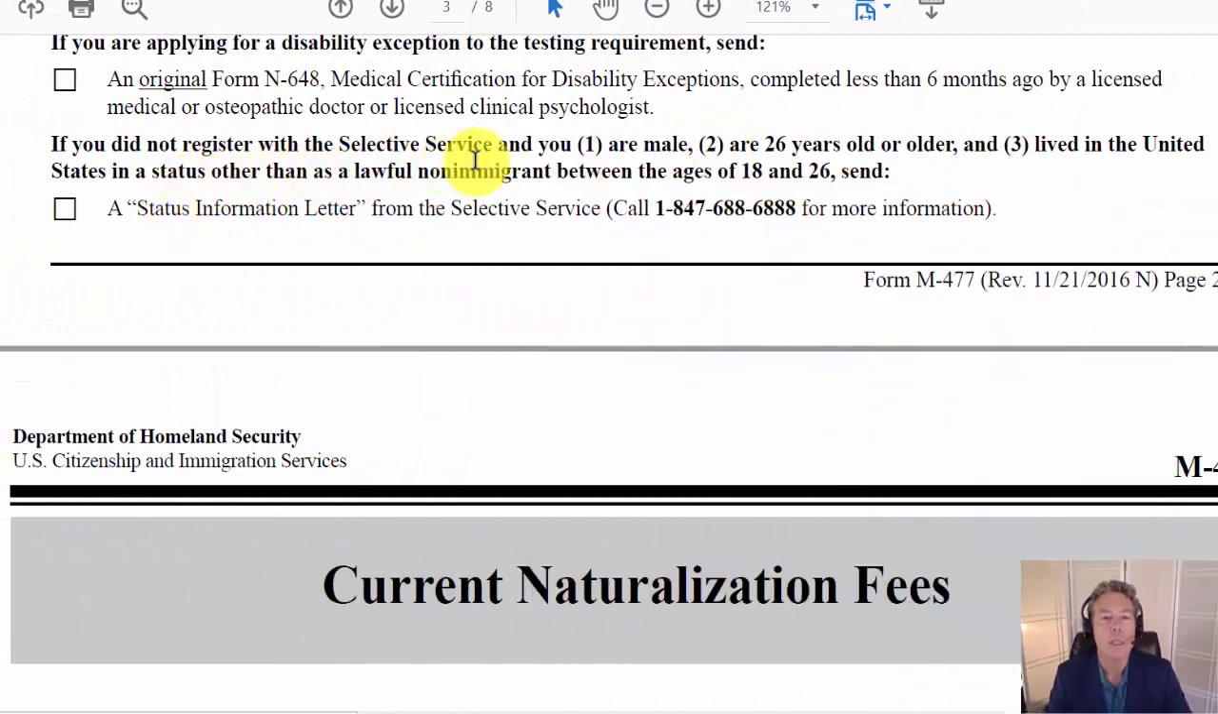If you do not register with the Selective Service and you are male, 26 years old or older, and lived in the United States in a status other than lawful non-immigrant between the ages of 18 and 26. So if you're illegal and you've been here, you need to have registered with Selective Service. Selective Service is the draft. That's where we call up people in times of emergency to go fight our wars, right? So they want everyone to be on call.